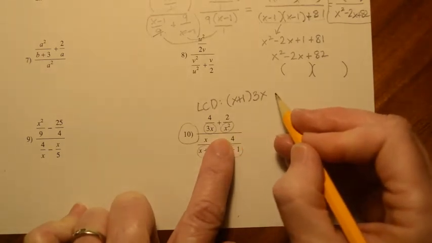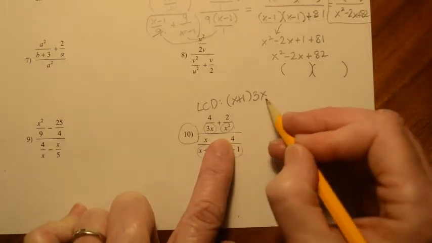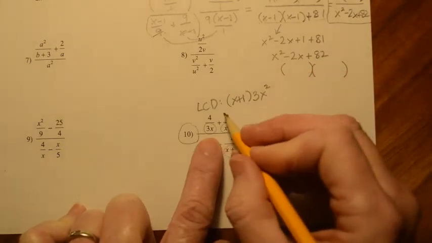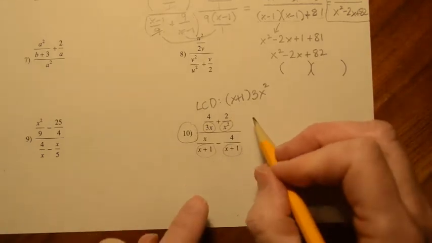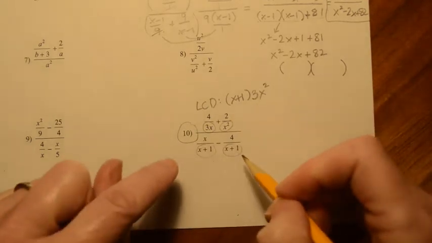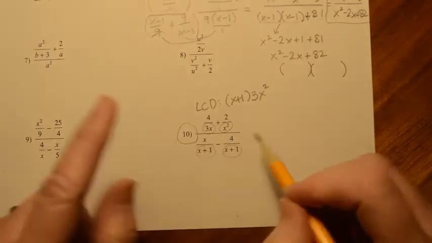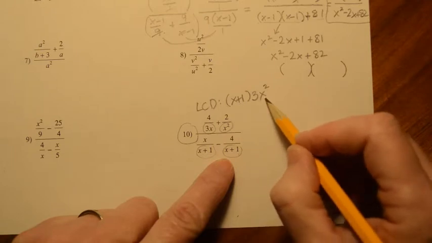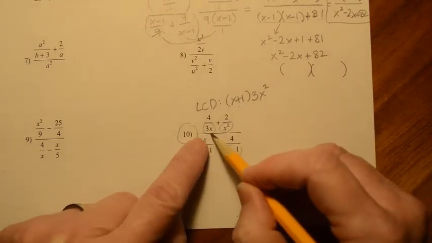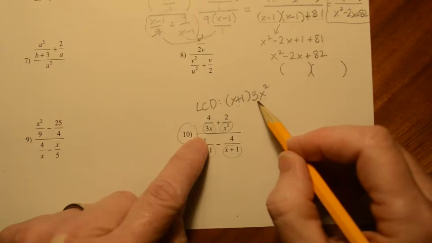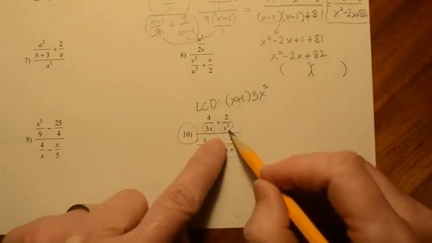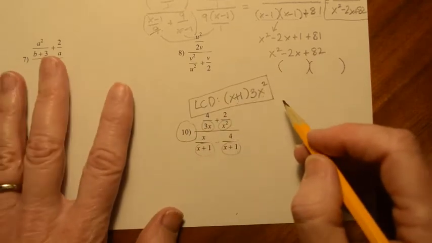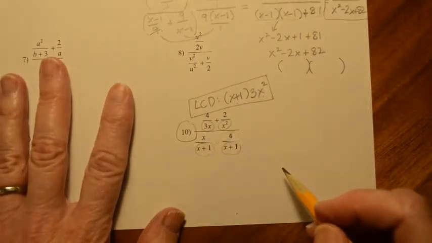I'm not going to put another x squared because I already have a single x, so I'm just going to change this to an x squared. And again, what does it mean to be the least common denominator or the least common multiple? It's the smallest thing that everything will go into. Not all at once, but one at a time. So x plus 1 will go into this, x plus 1 will go into this, 3x will go into this. There are extra factors, but it'll go in, and x squared will go in. So that's the least common denominator of these four denominators.